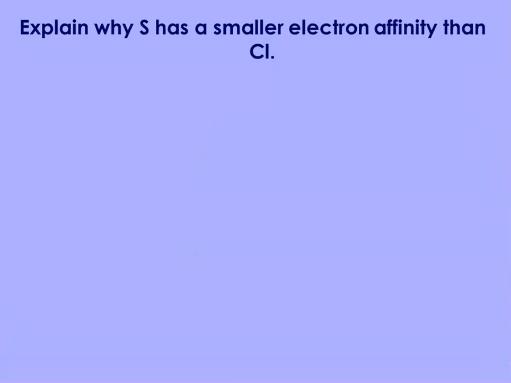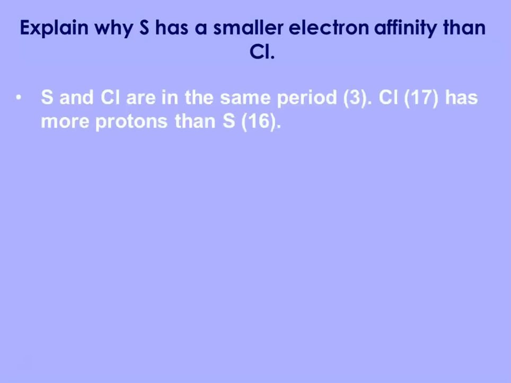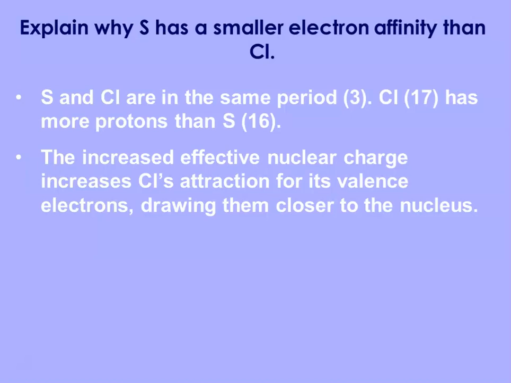Why does S have a smaller electron affinity than chlorine? S and Cl are in the same period, so they have the same amount of shielding, but sulfur has fewer protons than chlorine. Electron affinity is the ability to gain electrons, to release energy when you are gaining electrons. If you have the same amount of shielding and more protons, you have a greater nuclear charge, which is going to result in a greater attraction for those valence electrons than you would if you have a smaller effective nuclear charge.